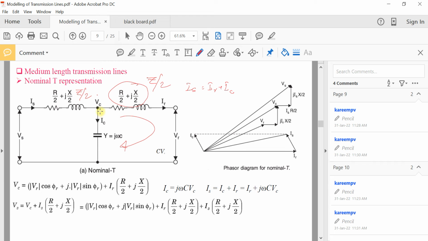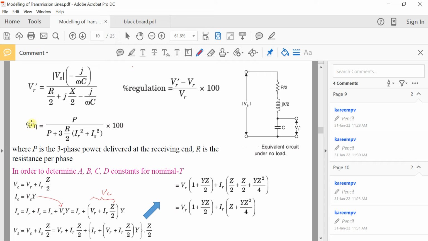We already have an expression for VC in terms of VR and the drop across this. So Vs can be written as Is into Z by 2 plus VC. That is this expression: Vs is equal to VC plus Is into Z by 2, and that is VR plus IR into Z by 2, with Is equal to IR plus VR into this expression.